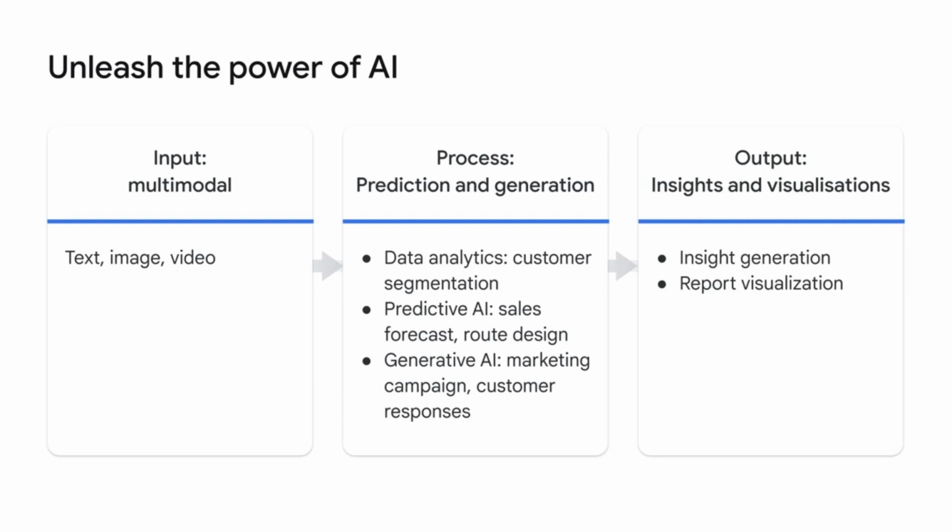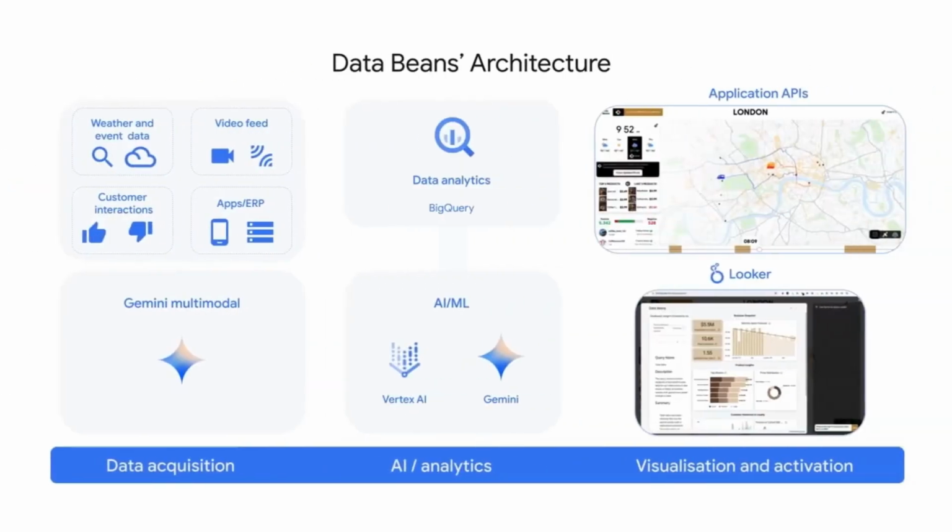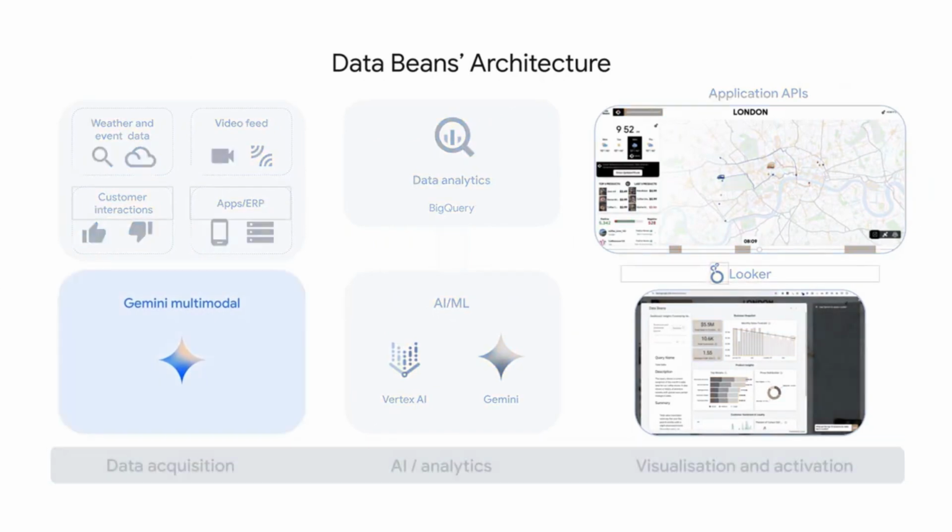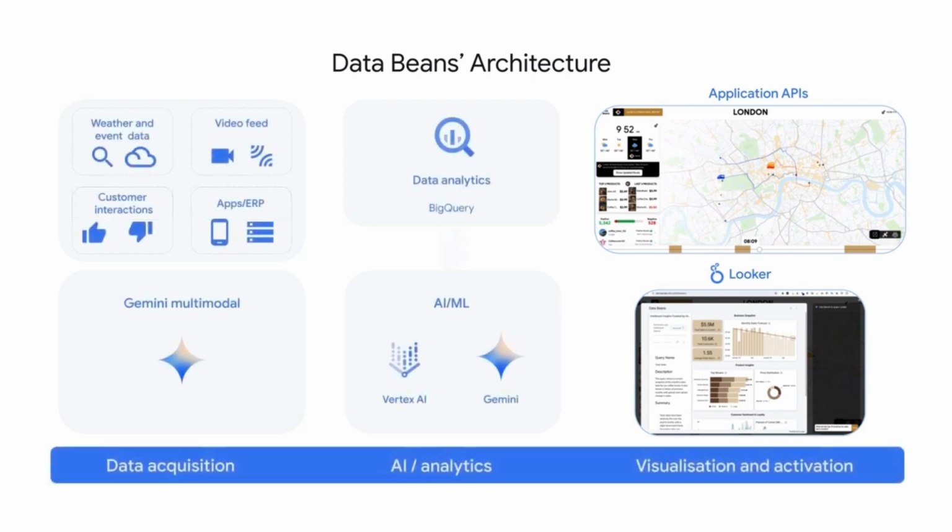Behind the scenes, many Google products collaborate to make this application possible. For example, Gemini Multimodal enables data acquisition, BigQuery provides data analytics, Vertex AI handles ML development, and Looker and Google APIs contribute to data visualization and app creation. The course will explore these tools in more depth later, giving you the chance to learn about them in detail.